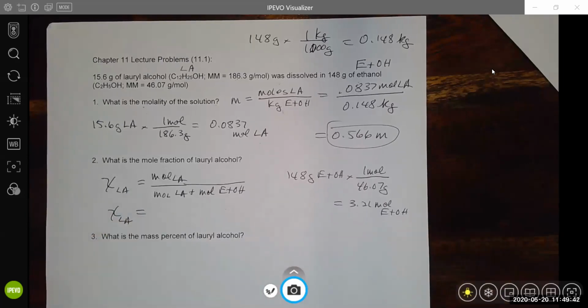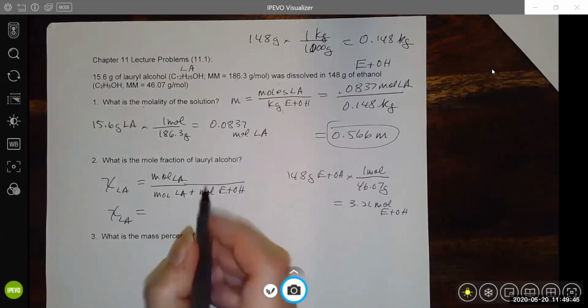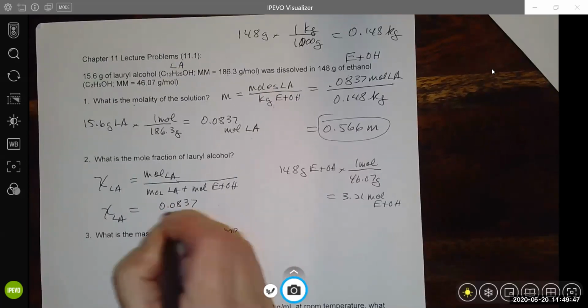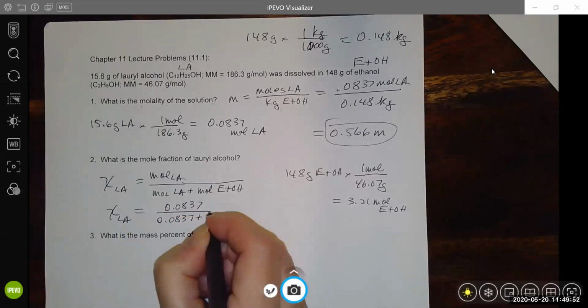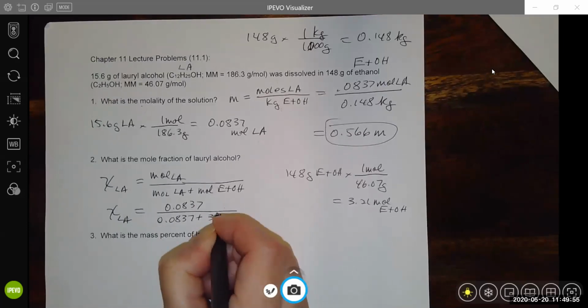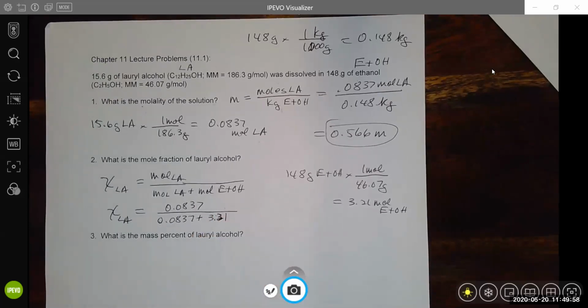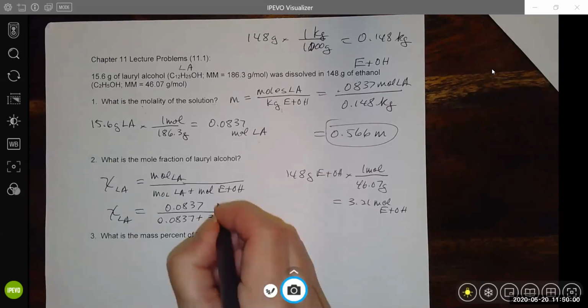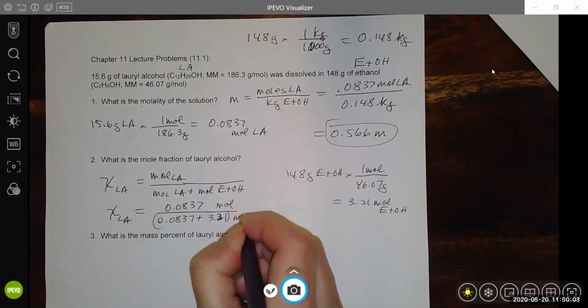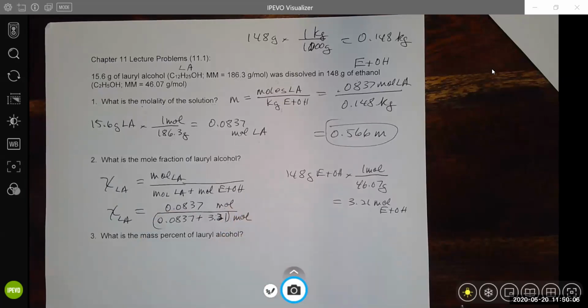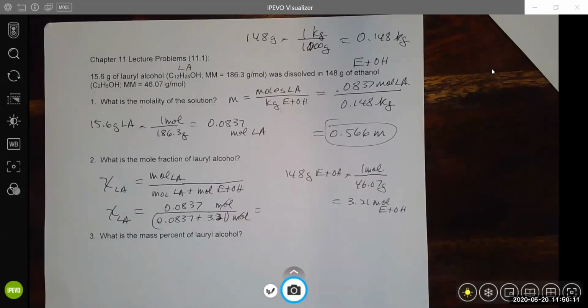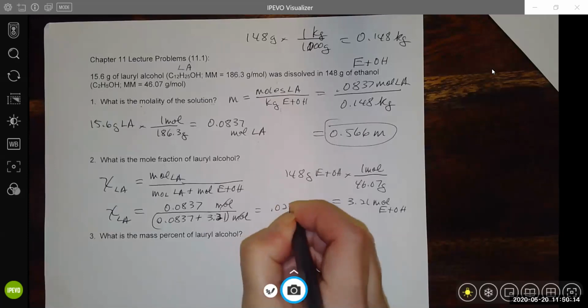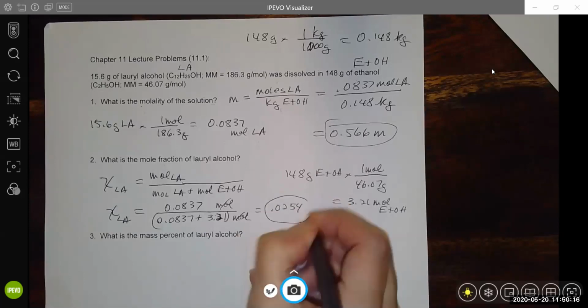So my mole fraction will be my moles of lauryl alcohol plus my 3.21 moles of ethanol. Units on top and bottom are both moles, so this is unitless when you do the final answer. And it comes out to 0.0254, my mole fraction of lauryl alcohol. Okay.